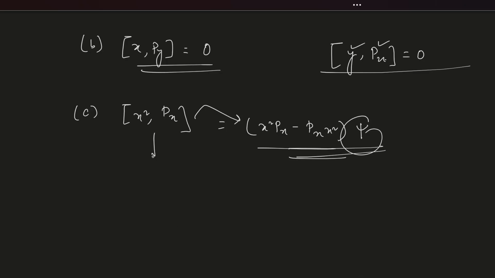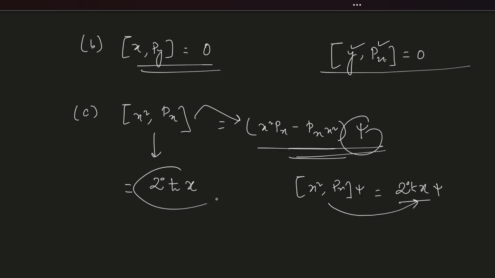I'll not solve this one, you can check for yourself, but I'll tell you the answer. If you solve it out, you will get that this is equal to 2i h cut x psi. So that is why this is this. Okay, so this is also non-zero, right?